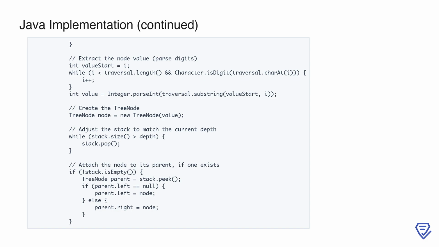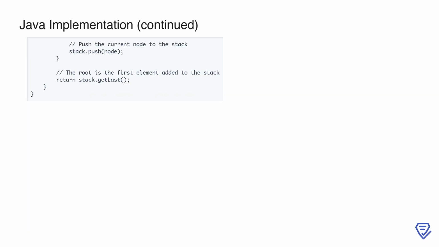To ensure the stack aligns with the depth of the current node, elements are popped from the stack until its size matches the depth. This adjustment allows us to access the correct parent node for the current depth. If a parent exists, we check whether its left child is null. If it is, we assign the current node as the left child, otherwise, it becomes the right child. Finally, the current node is pushed onto the stack, marking it as the most recent node at its depth. Once all characters in the traversal string are processed, the root of the tree can be retrieved as the earliest node added to the stack, which remains at the bottom. The method then returns this root node, completing the reconstruction of the binary tree.